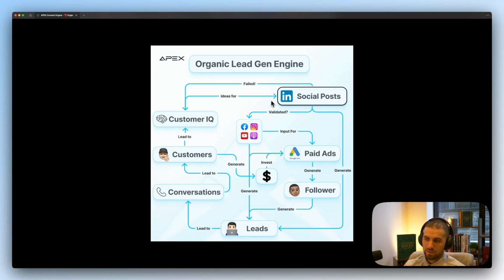Another path that I want to show is when you go from social posts directly to leads. This is obviously the optimal way. This can also happen, but this requires a deep understanding of your customers, which, for example, could come from a highly emotionally intelligent individual that understands your customer base, or immediately. So you can generate social posts, reels, videos, content that generates immediate leads, which leads to conversations, customers, more customer IQ. So you have this whole flywheel effect again. And obviously, more customers generate more money, which you can invest in more paid ads, which I've mentioned before. So you also have a paid ads flywheel, so to speak.